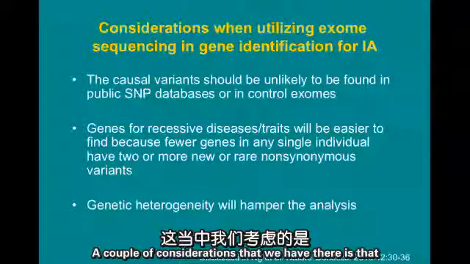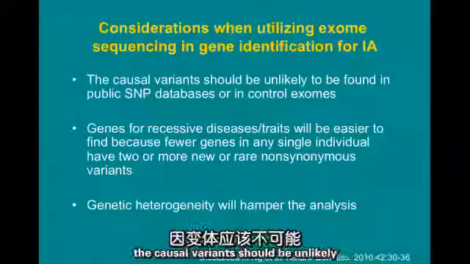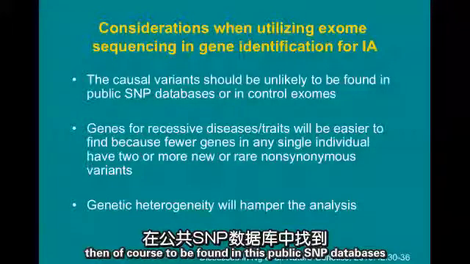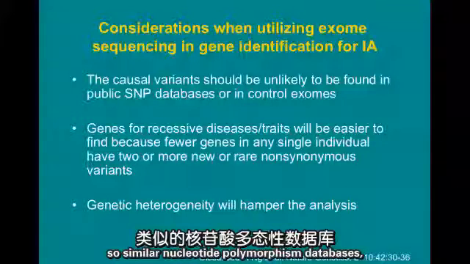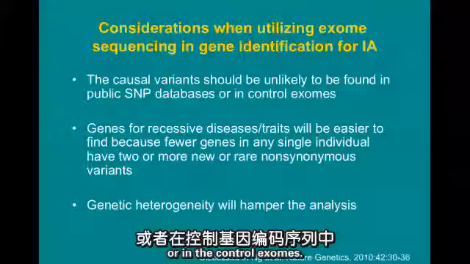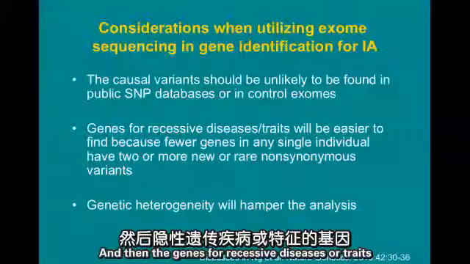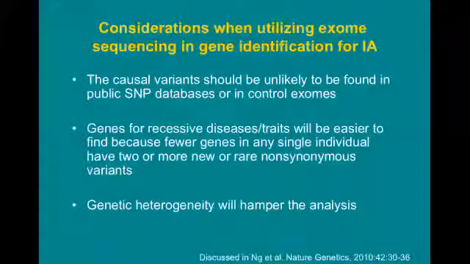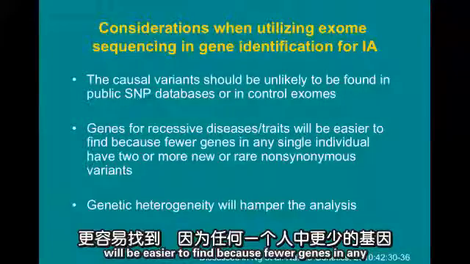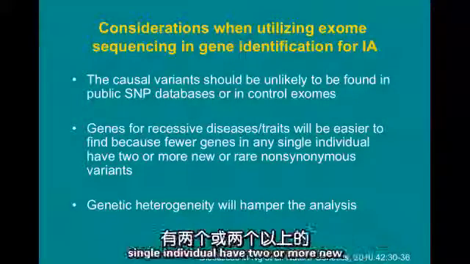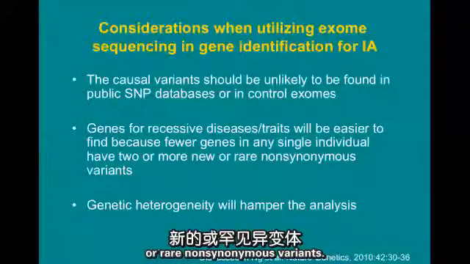A couple of considerations that we have there is that these causal variants should be unlikely, of course, to be found in these public SNP databases, so single nucleotide polymorphism databases, or in the control exomes that will add the noise if that's the case. And then the genes for recessive diseases or traits will be easier to find because fewer genes in any single individual have 2 or more new or rare non-synonymous variants.